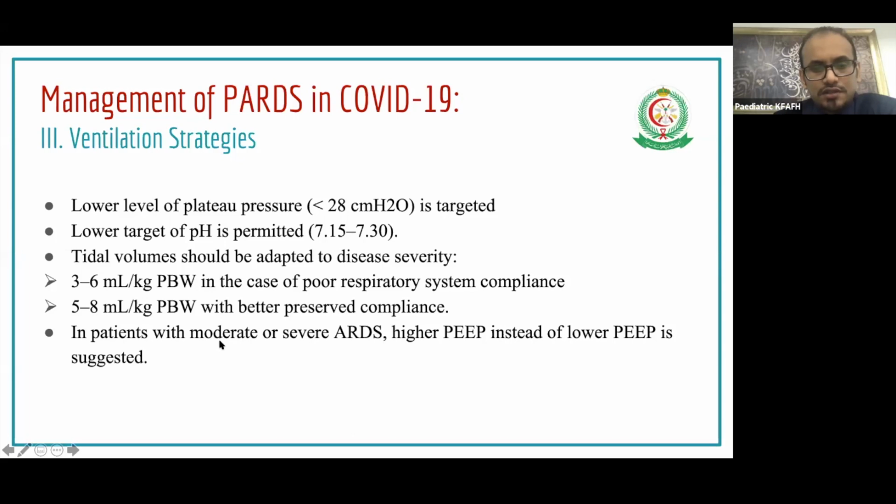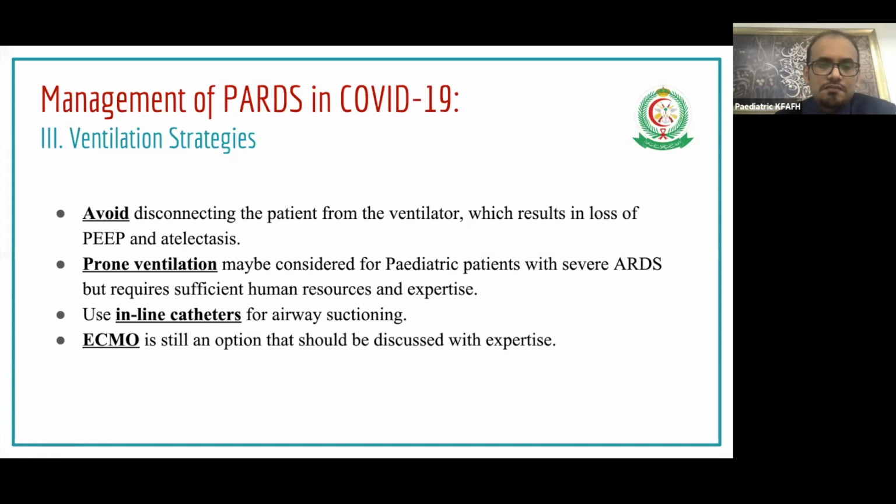For a patient who has moderate or severe ARDS, higher PEEP is always recommended. Please try to avoid disconnection of the patient from the ventilator, as it could result in derecruitment. Prone ventilation should be considered in a patient who has severe ARDS and still has refractory hypoxemia. Always use inline catheter suctioning for airway suctioning. If you reach refractory hypoxemia and organ failure that require ECMO, please discuss this decision with the ECMO experts prior to committing the patient to this decision.